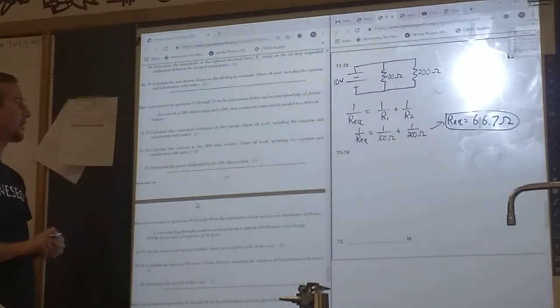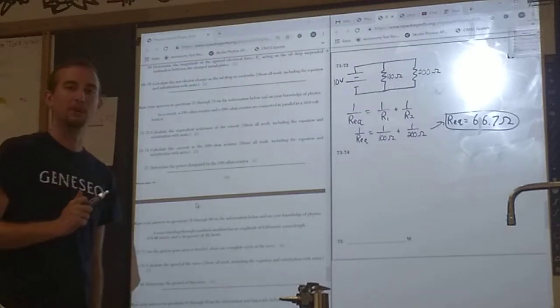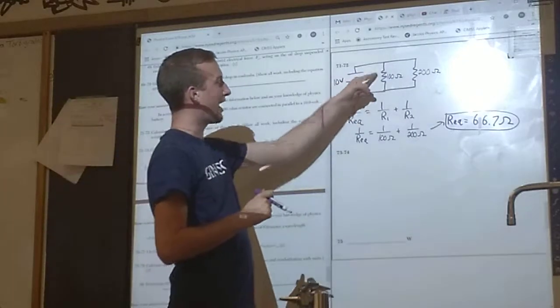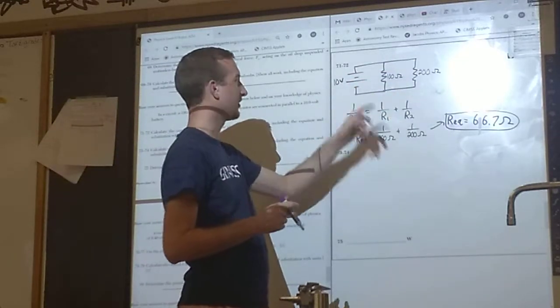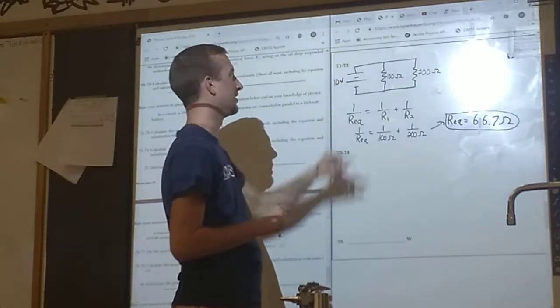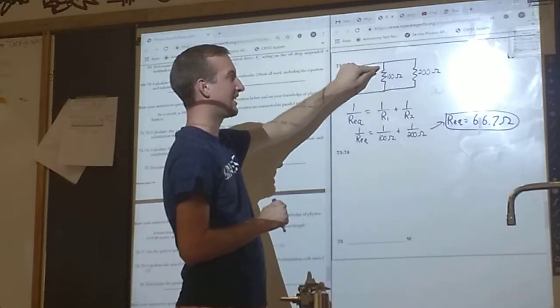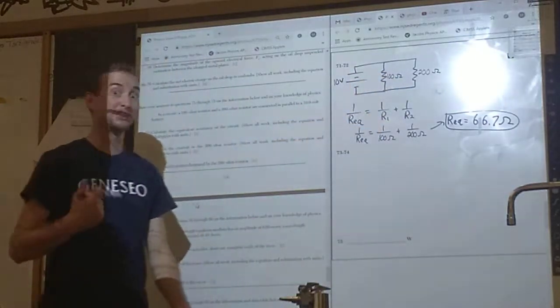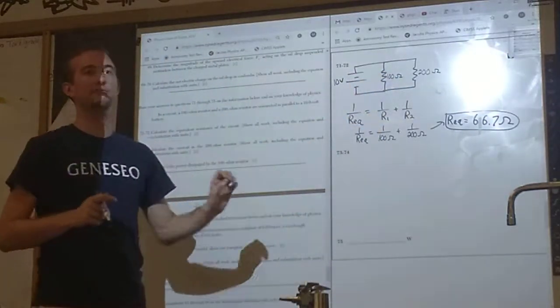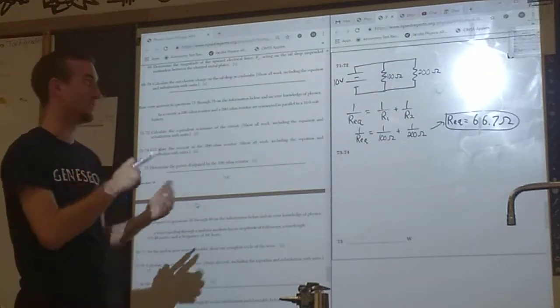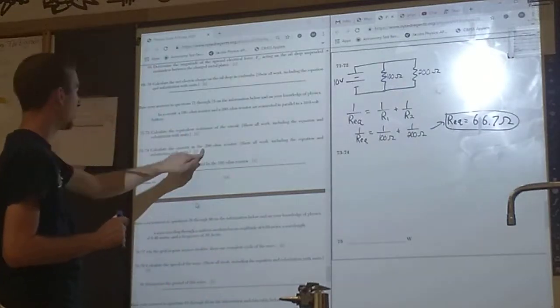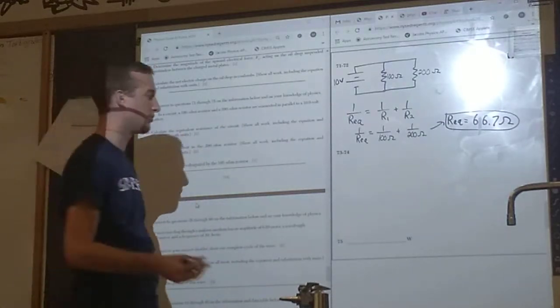73 through 74, calculate the current in the 200 ohm resistor. We have to remember another fact about parallel circuits. The voltage drop at each resistor in a parallel circuit is equal to the voltage gain of the battery, meaning this resistor has a 10 volt drop associated with it, and so does this one. That's different from a series circuit, where the sum of all the voltage drops has to equal the voltage gain of the battery. So, current in the 200 ohm resistor, we go to Ohm's law.